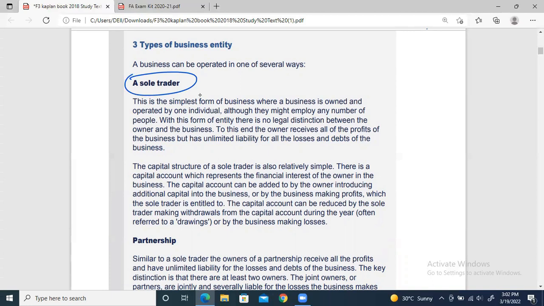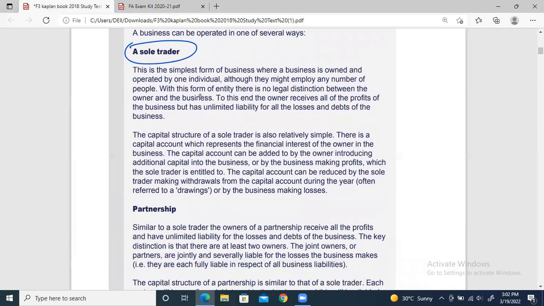You can see, sole trader is basically whenever one person is owning the business, and let's say he just keeps a maximum of one or two employees, but it's not like a full-sized company. It might be a small store or a small shop in which only one person is managing it, right? So this is the simplest form of business, where a business is owned and operated by only one individual, although they might employ any number of people, right? So basically it's naturally called small.